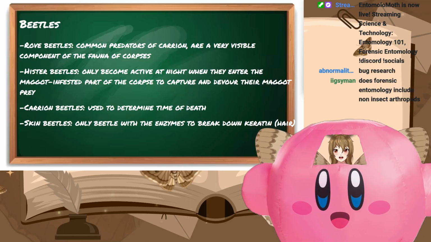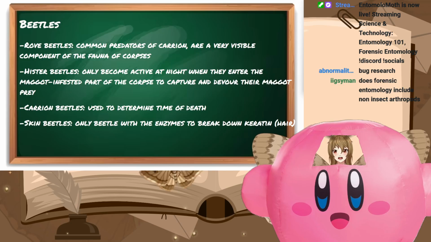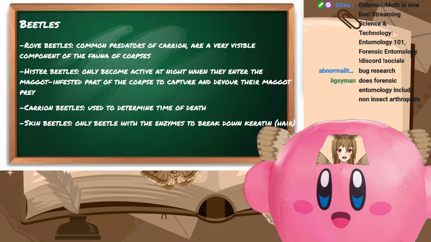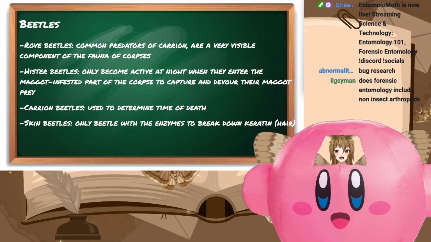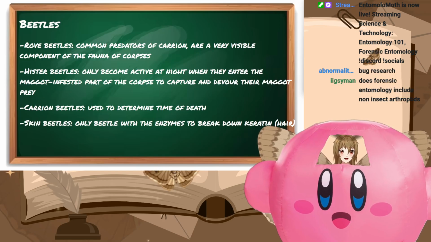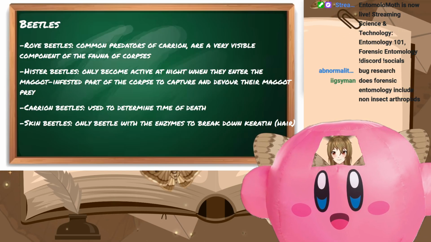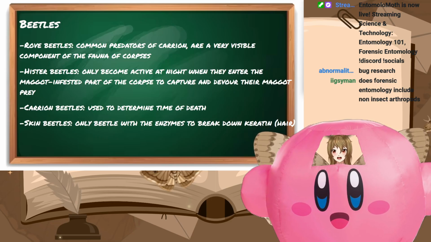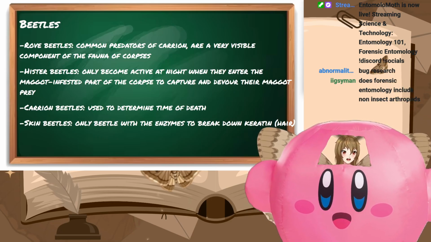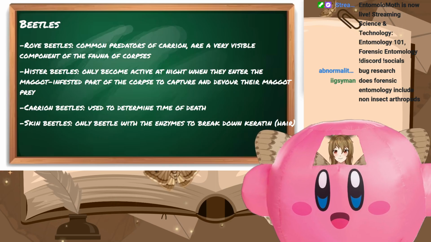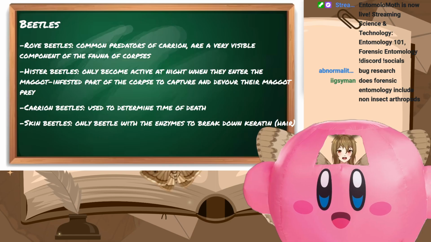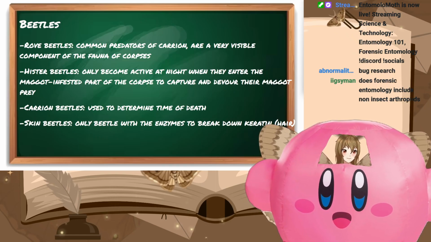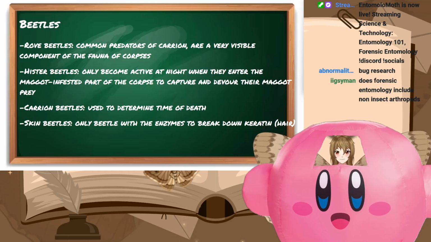Hister beetles only become active at night when they enter the maggot-infested part of the corpse to capture and devour their maggot prey. These actually eat the maggots of flies in the body already. So they usually arrive after the flies have arrived and then just eat those. We also have carrion beetles, which are quite literally called after the carcasses, and are often used to determine time of death through various methods.